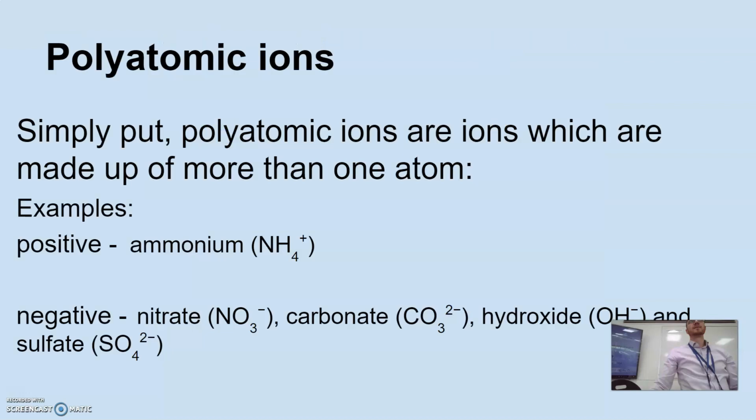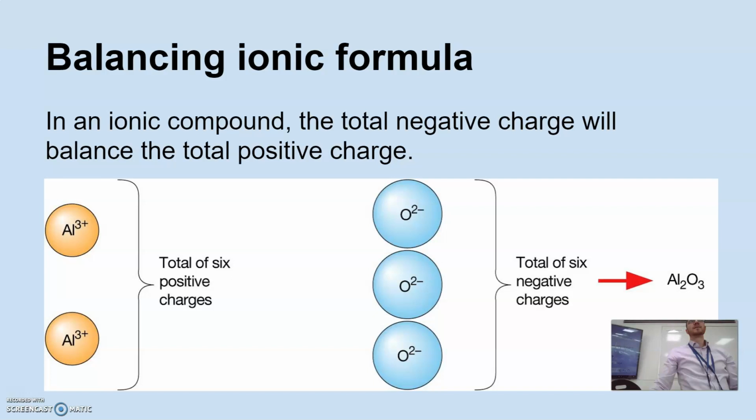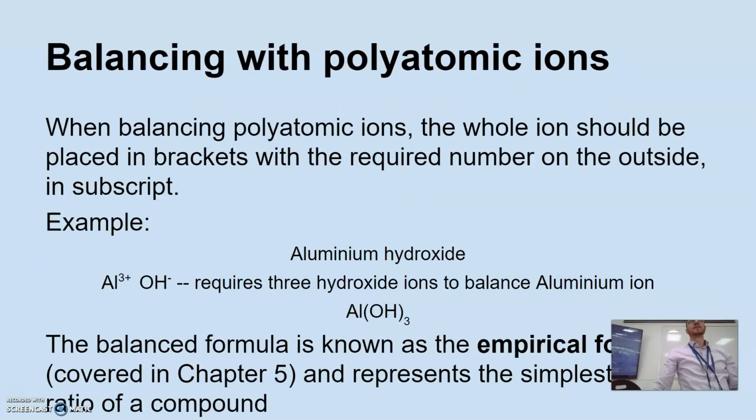Balancing, right? It's all about balancing the charge. Balancing polyatomic ions. Group the polyatomic ion in brackets if you are going to have more than one. A common mistake, particularly with hydroxide, was going OH and then putting the 3, which would imply 3 hydrogens, 1 oxygen, not 3 hydroxide ions.